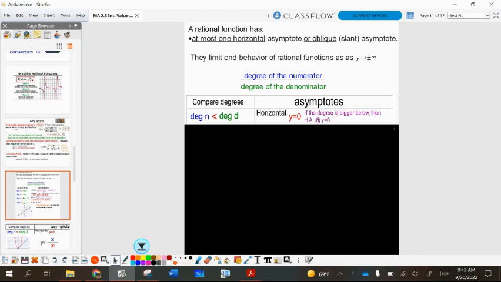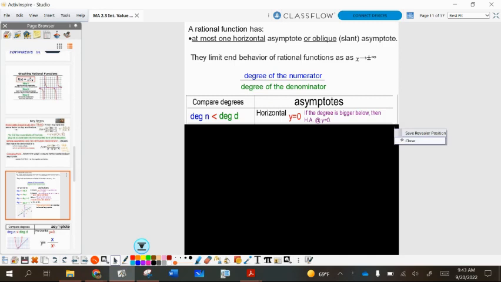To decide which one we're going to have, we're going to compare the degree of the numerator to the degree of the denominator. If the degree of the numerator is less than the degree of the denominator, we have a horizontal asymptote at y equals 0. We like to say if the degree is big or below, horizontal asymptote at y equals 0. In purple here, I have little rhymes that my students came up with to help us remember that, so I think they're super helpful, but I still use them.